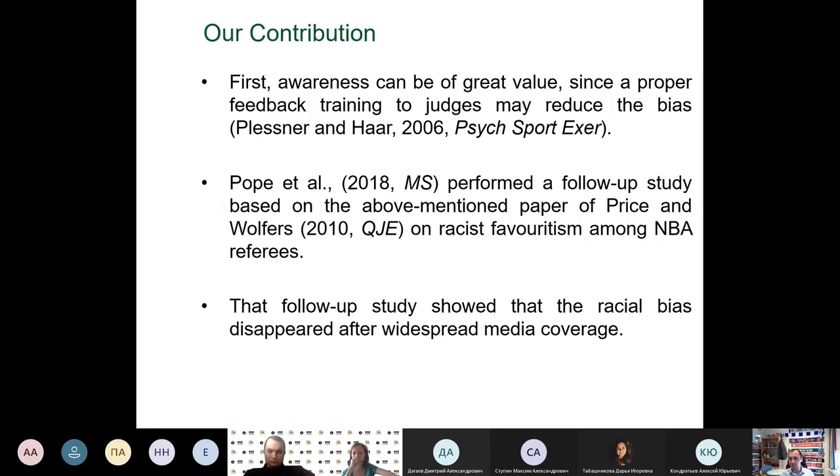And then Pope et al. and colleagues in 2018 published a paper in Management Science. They did a follow-up study, did exactly the same thing. And they found that this favoritism, this racial favoritism, completely disappeared after widespread coverage in newspapers. So that follow-up study showed that racial bias disappeared, and you just need good feedback, maybe some negative reactions, but then people work on it and it improves.